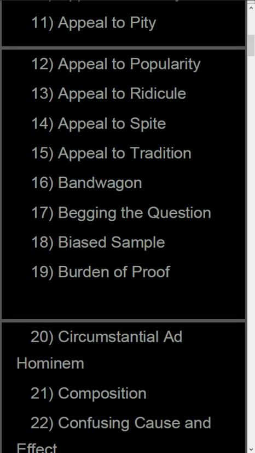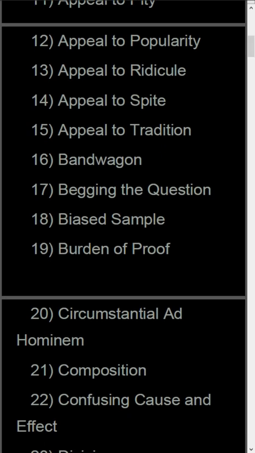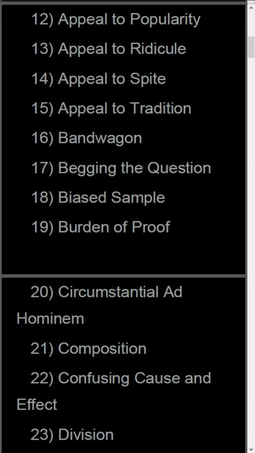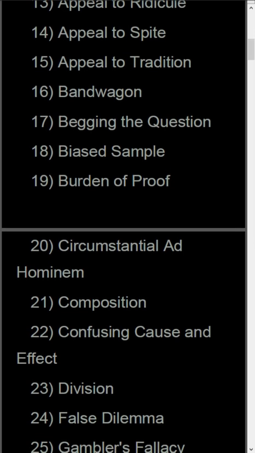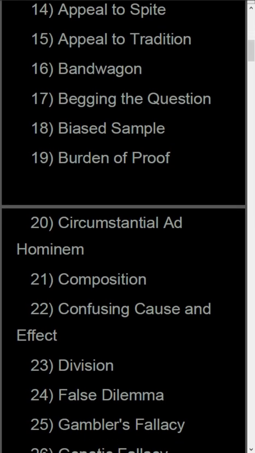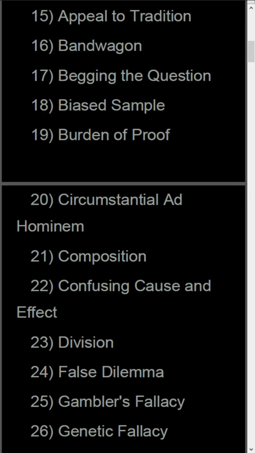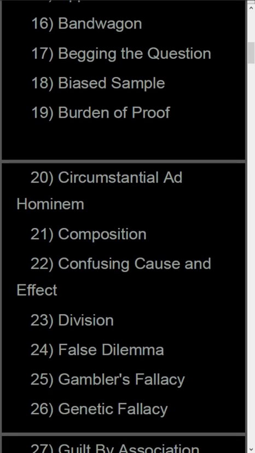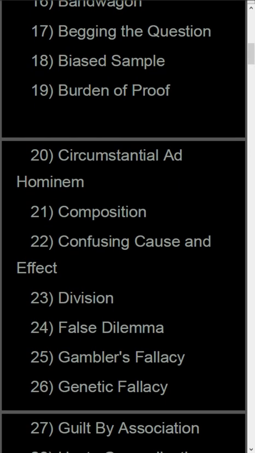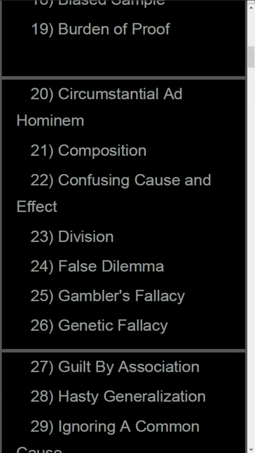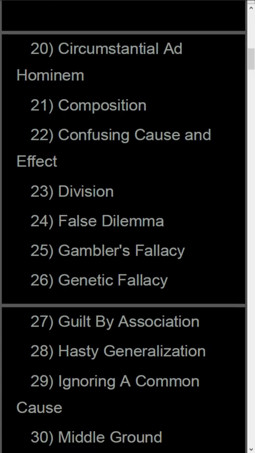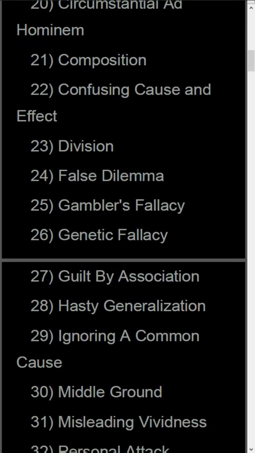16. Bandwagon. 17. Begging the question. 18. Biased sample. 19. Burden of proof. 20. Circumstantial ad hominem. 21. Composition. 22. Confusing cause and effect. 23. Division. 24. False dilemma.